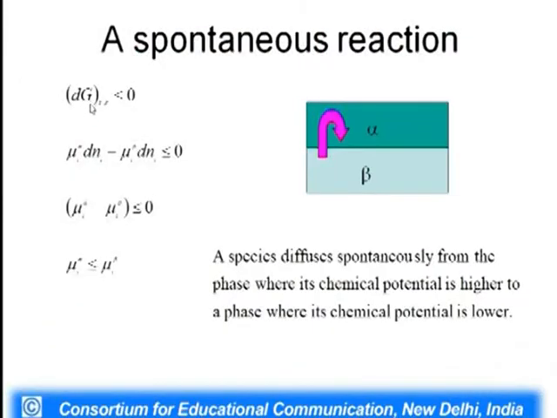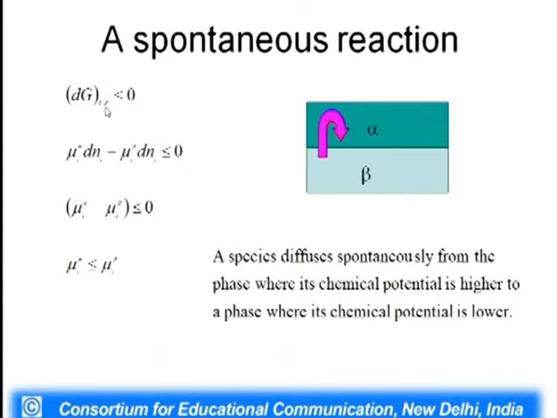Now, what I am going to discuss is what happens when a spontaneous reaction takes place. For a spontaneous reaction, we know that dG at constant temperature and pressure is less than or equal to 0. Since most reactions take place at constant temperature and pressure, first I am going to discuss the spontaneous reaction at constant temperature and pressure. For that, your condition is dG at constant temperature and pressure should be less than or equal to 0.